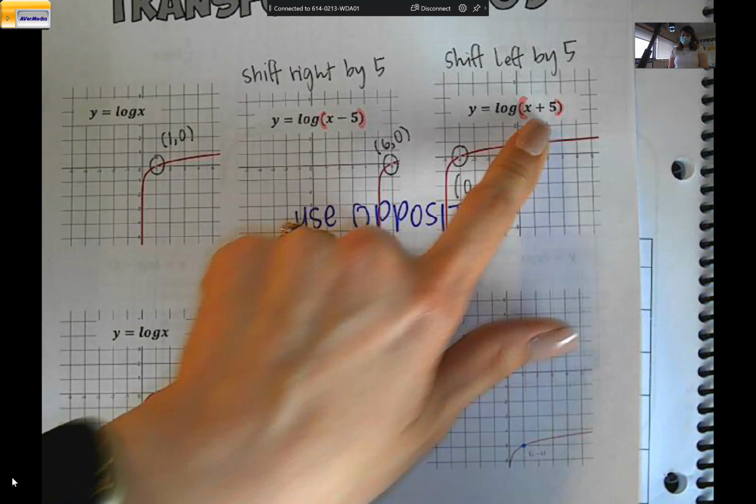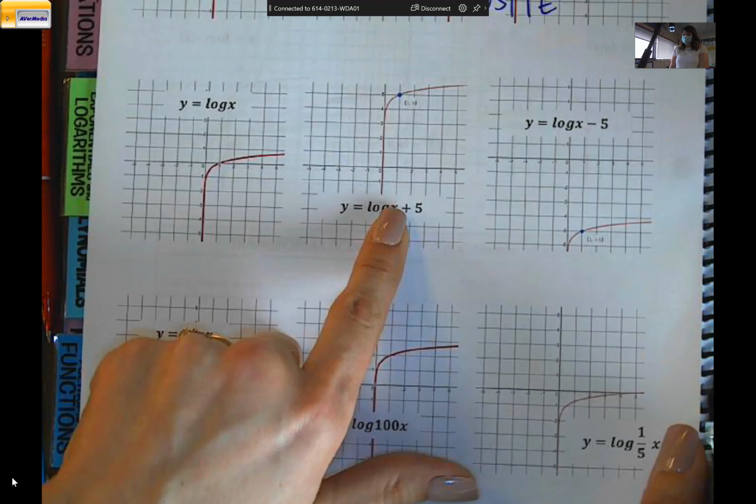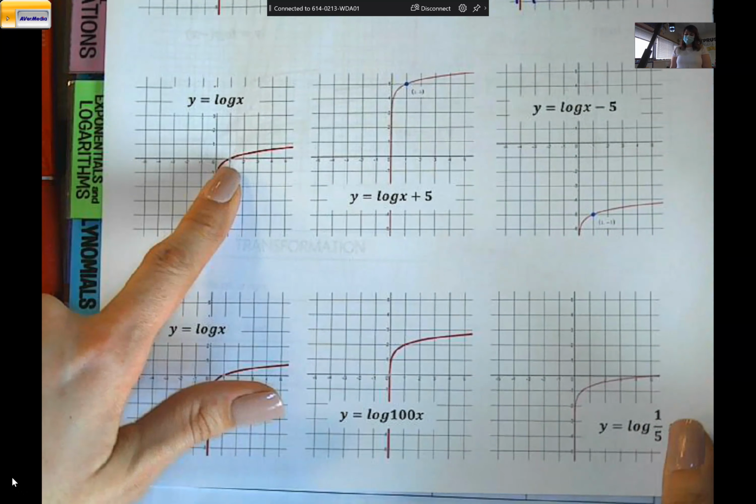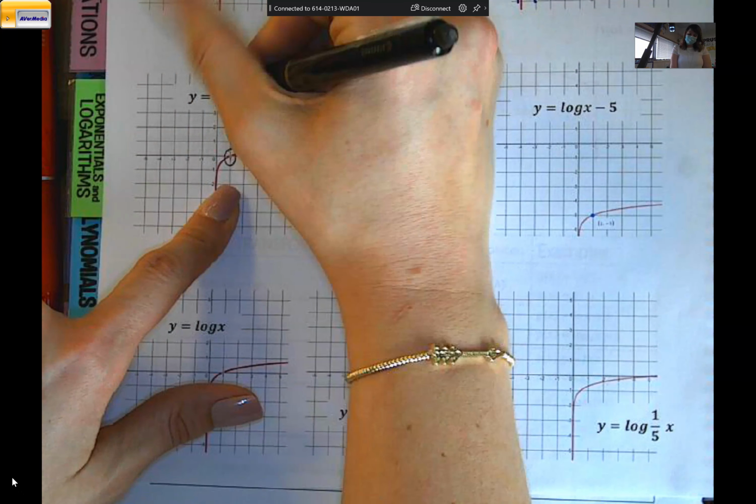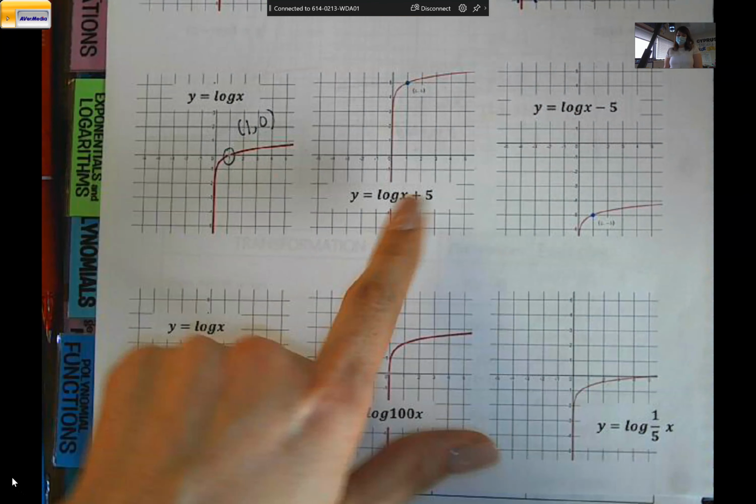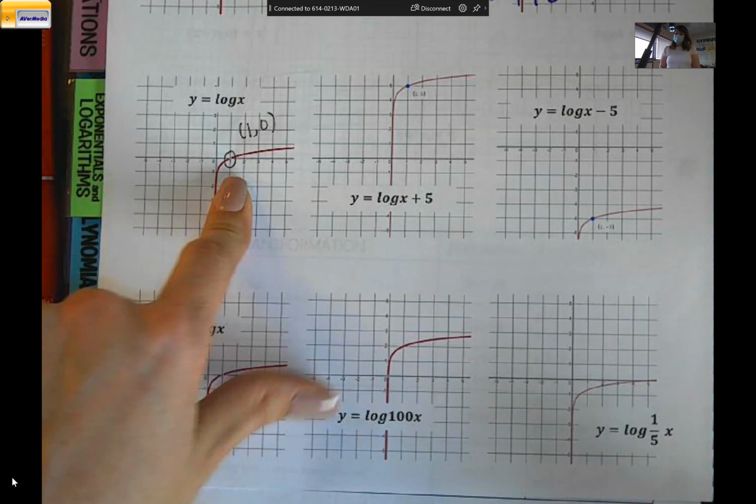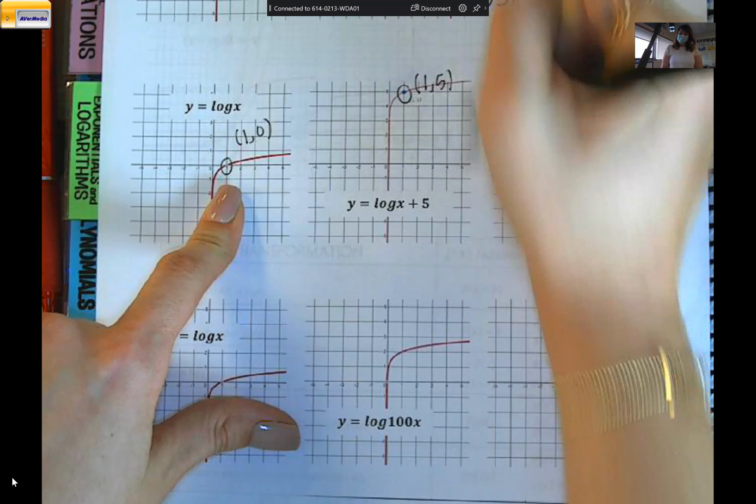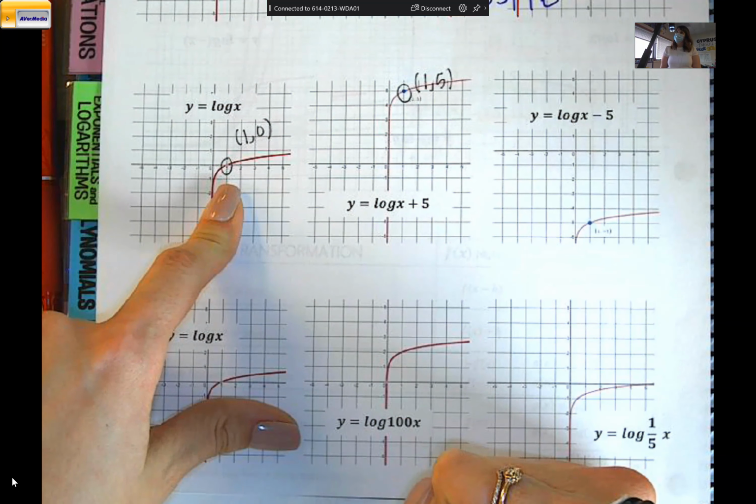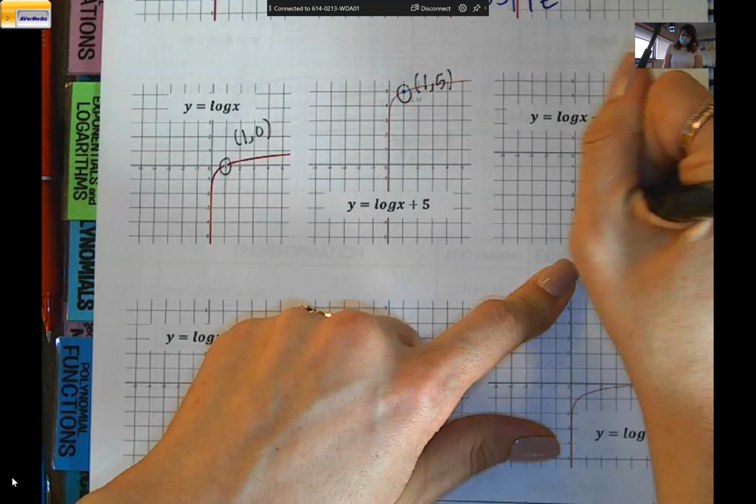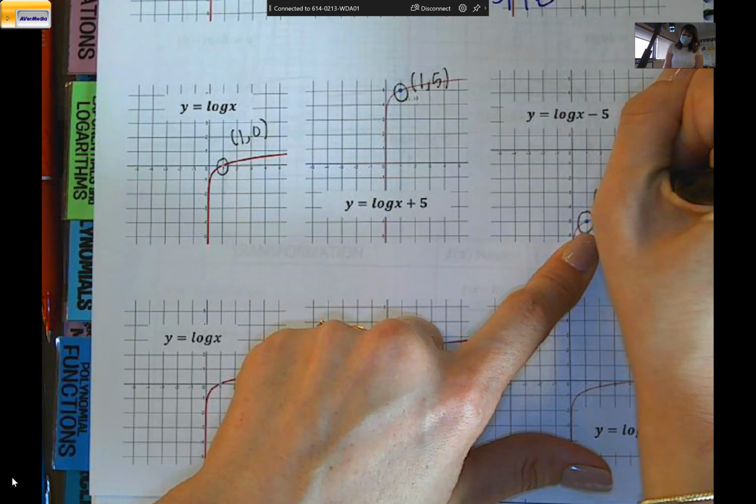So now on the next ones, it's outside of the log. The last one was trapped inside with the x. This one, you're adding and subtracting to the entire function. So here's your parent with that same x-intercept at (1, 0). When I added 5, that point shifted up to (1, 5). And when I subtracted 5, it shifted down to (1, -5).